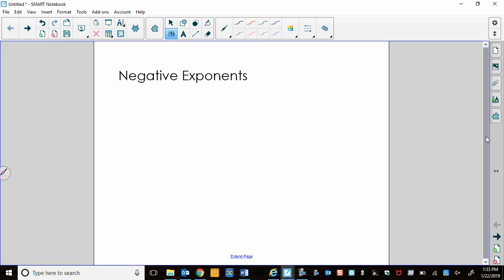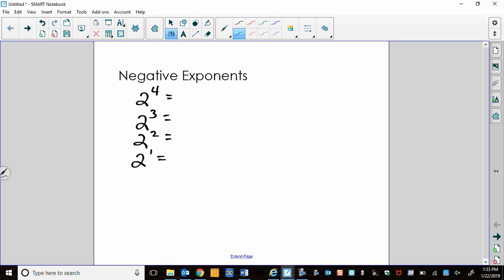If you look at the pattern, there's a pattern in math to explain this. So let's say we start with 2 to the 4th power, 2 to the 3rd power, 2 to the 2nd, and 2 to the 1st. So these are pretty much the easy ones that you've seen before. We get 16, this is 8, this is 4, and this is 2. But I want you guys to look at the progression, like how do you get certain numbers?